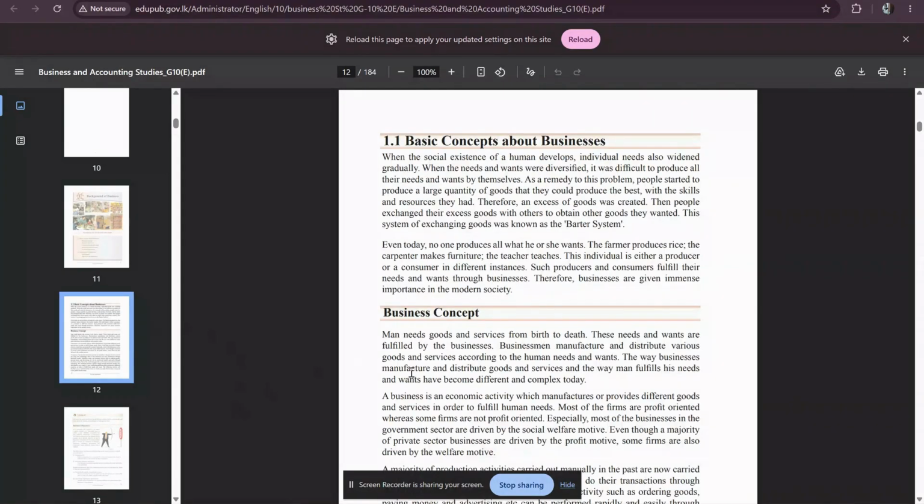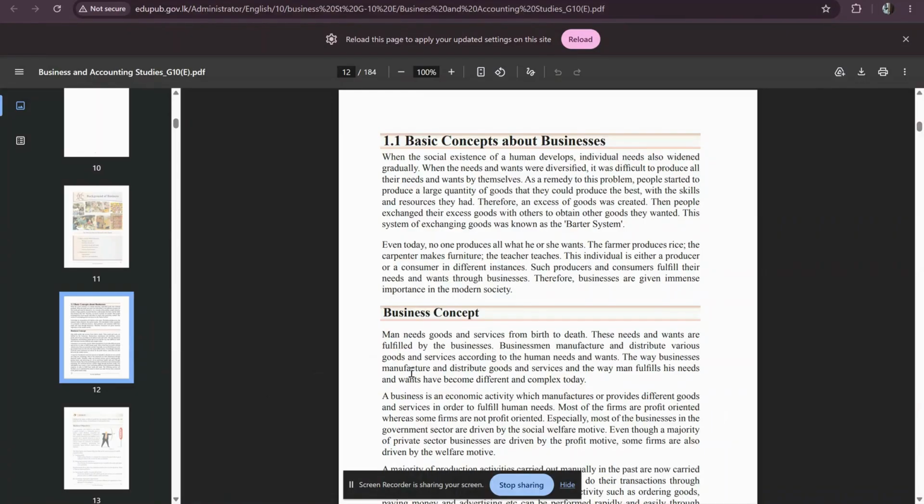Business concept. Man needs goods and services from birth to death. These needs and wants are fulfilled by businesses. Businessmen manufacture and distribute various goods and services according to human needs and wants.